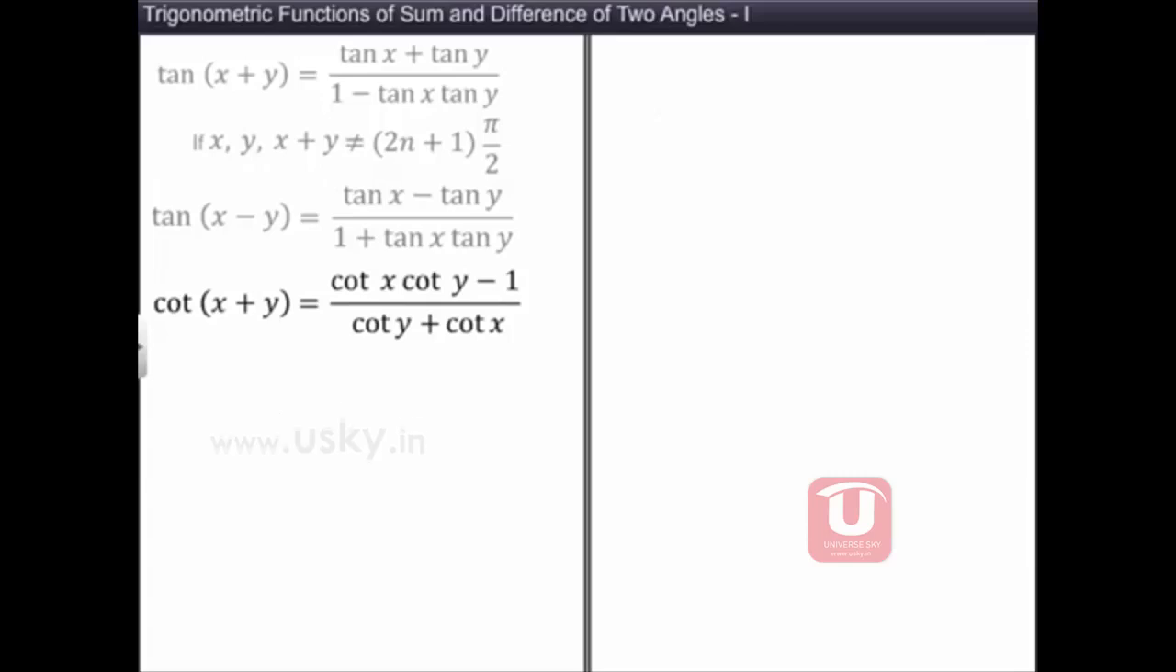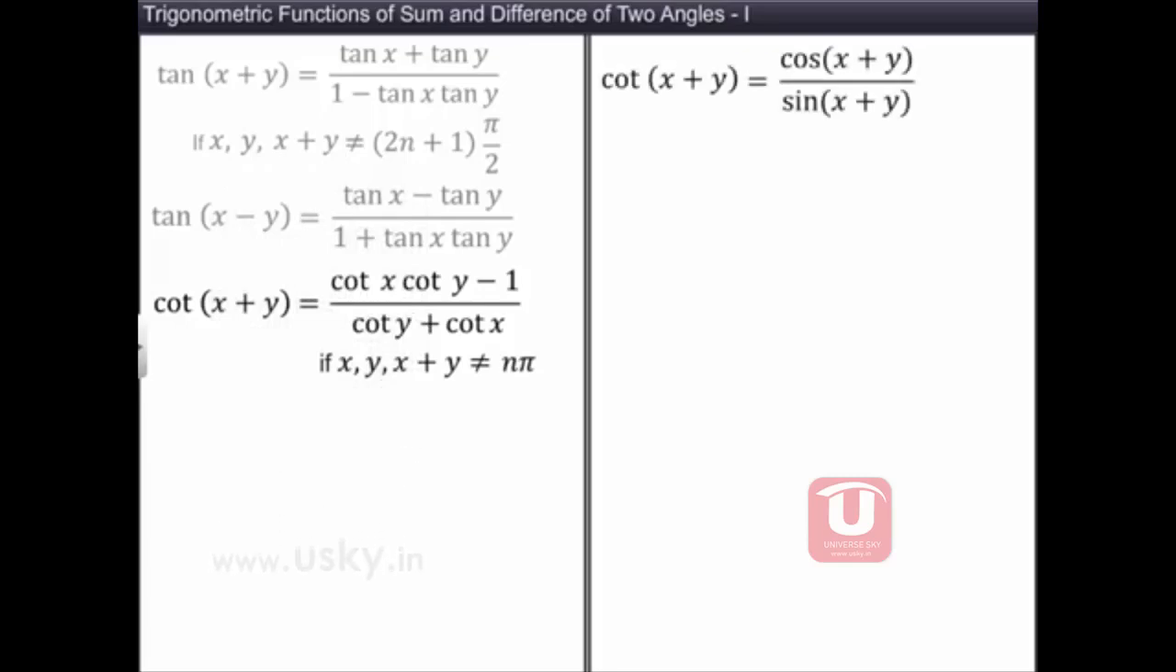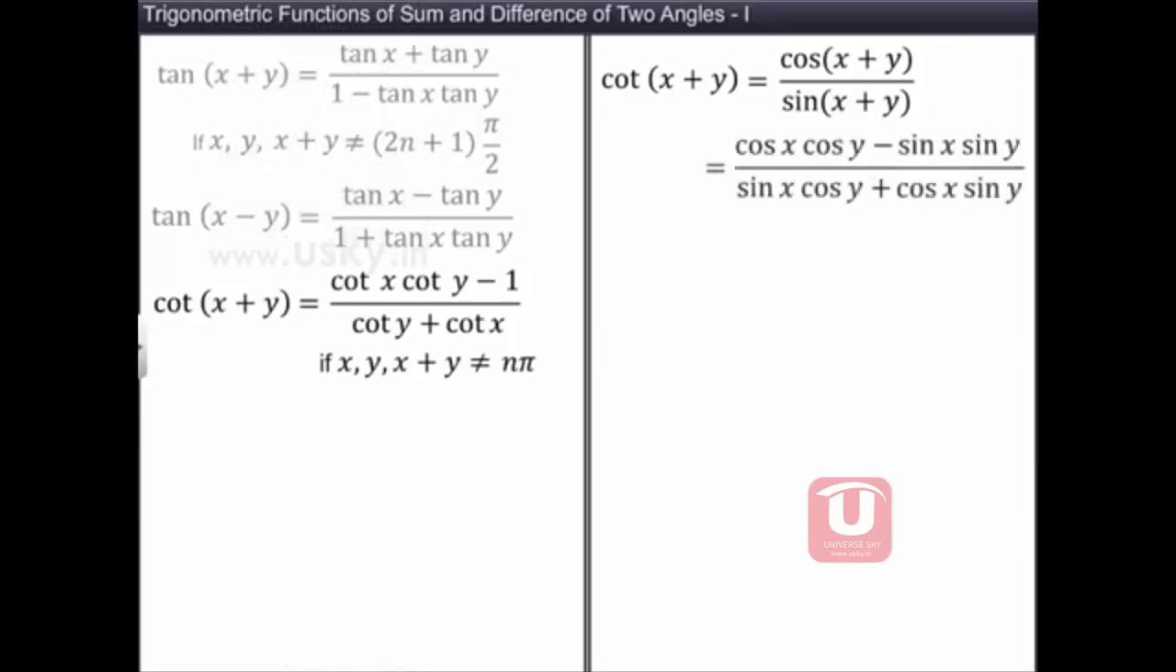Let's now prove that cot of x plus y is equal to cot x into cot y minus 1 divided by cot y plus cot x, if x, y and x plus y are not multiples of pi. Cot of x plus y can be written as cos of x plus y divided by sin of x plus y. Now, cos of x plus y is equal to cos x into cos y minus sin x into sin y. And sin of x plus y is equal to sin x into cos y plus cos x into sin y.